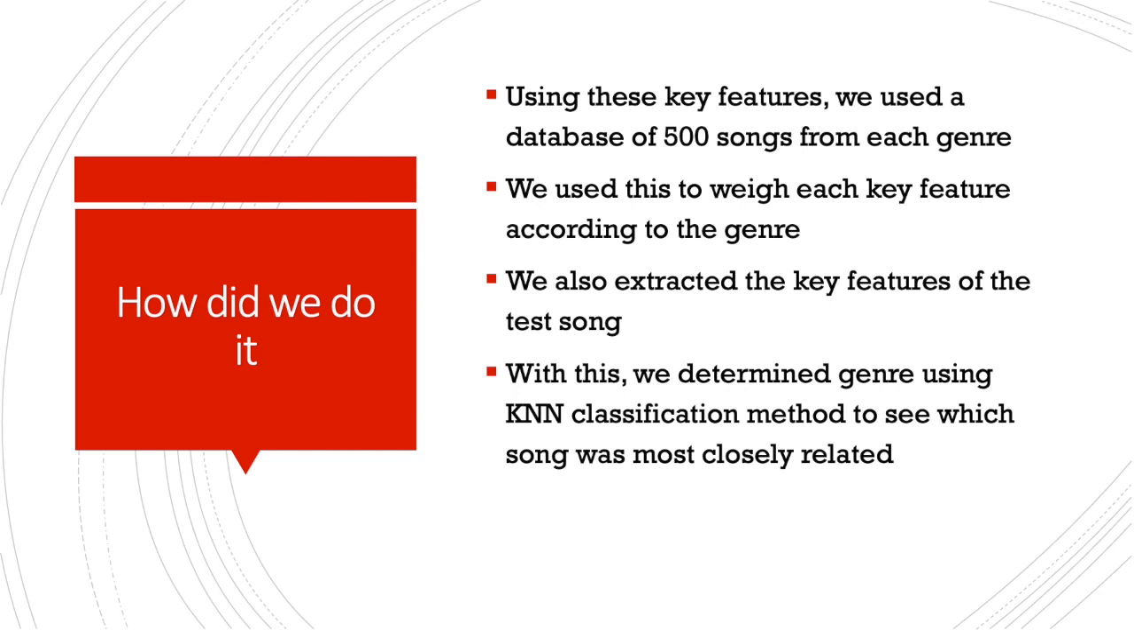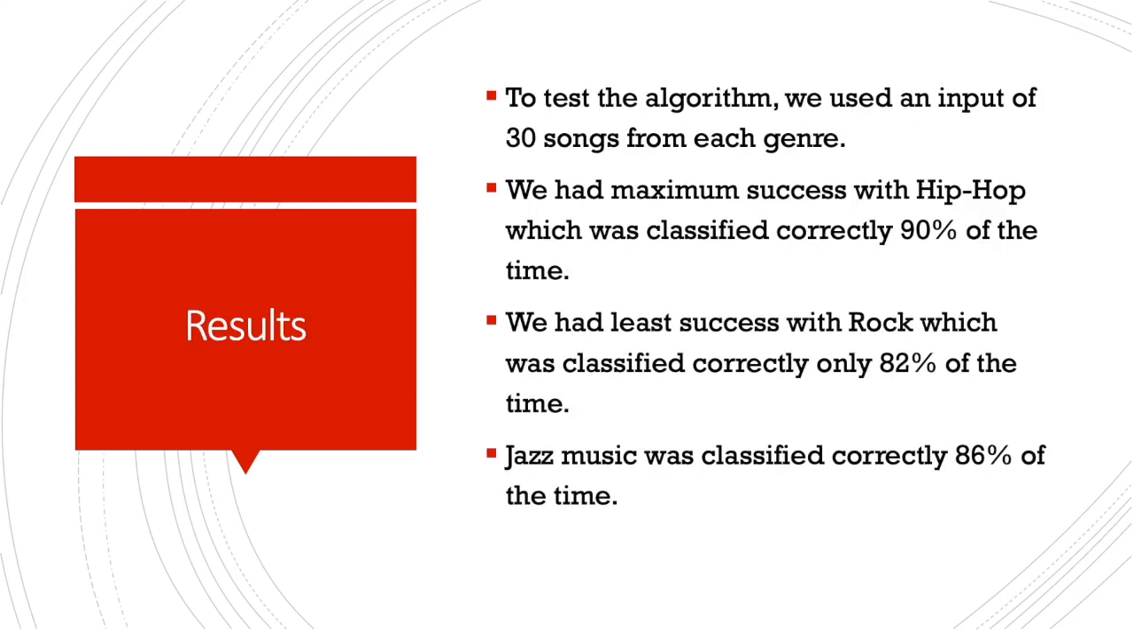Using this, we ran our KNN classification method to see which genre was the most closely related. To test the algorithm, we used an input of 30 songs from each genre. We had the maximum success with hip-hop, because it had the most distinctive key features. We had the least success with rock because it had a lot of overlapping features with the other two genres. And we had about an 86% success with jazz.